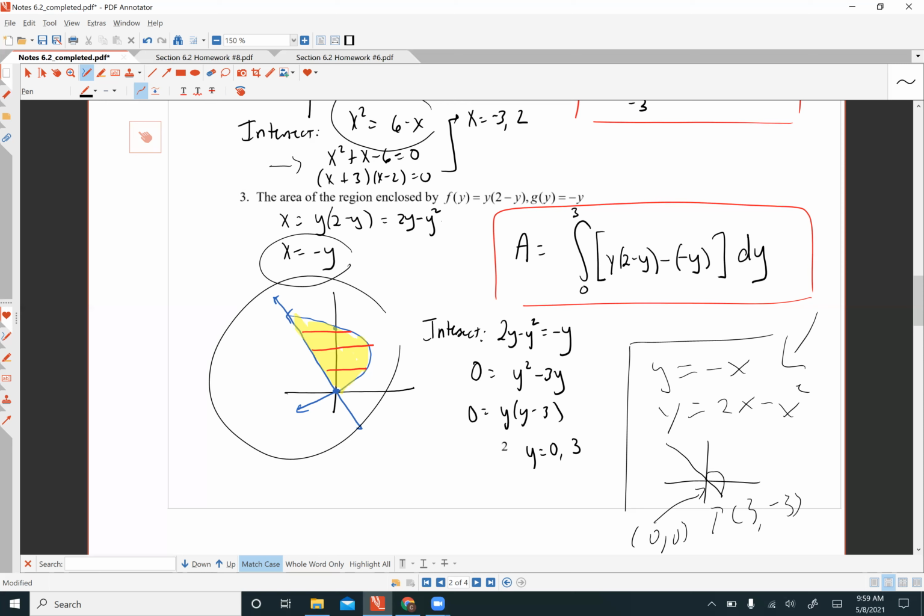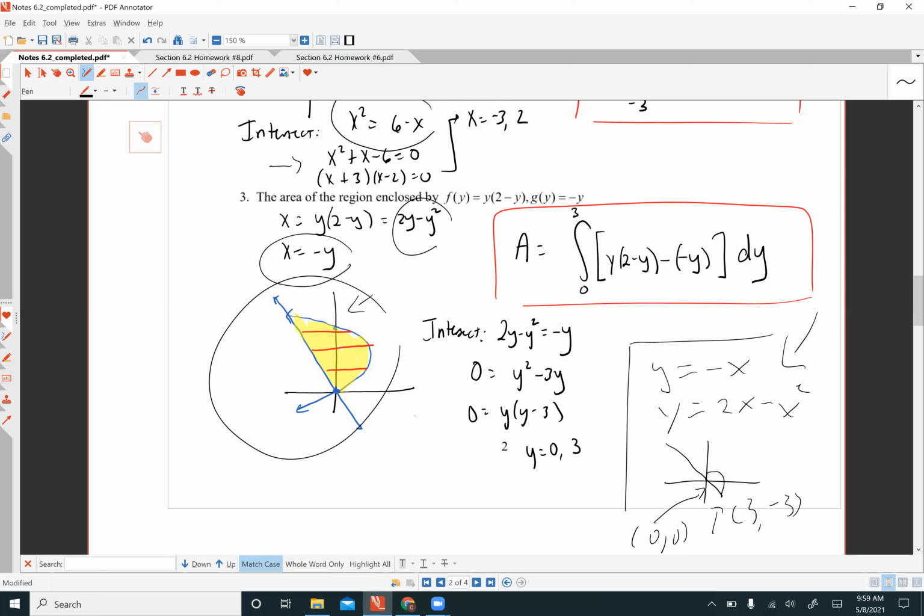Okay, so here we get this. So the graph of x equals 2y minus y squared. We're going along the y-axis here. So it's a parabola, and so we go up. This is positive y, just like when we go positive x. And then we have the line x equals minus y.